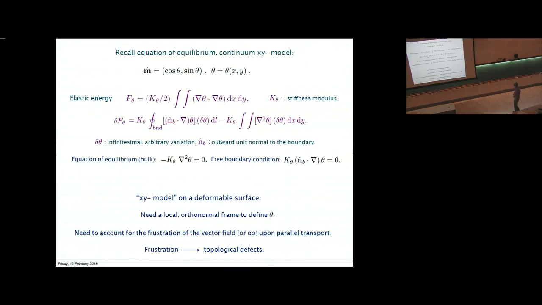Now what happens if I put this model on a deformable surface? I can change the shape of this surface. First of all, you need a local orthonormal frame to define an angle. Then we need to take into account the frustration of this vector field, or what I'm calling the orientational order, upon parallel transport. I will show you pictures of this. This frustration leads to topological defects.